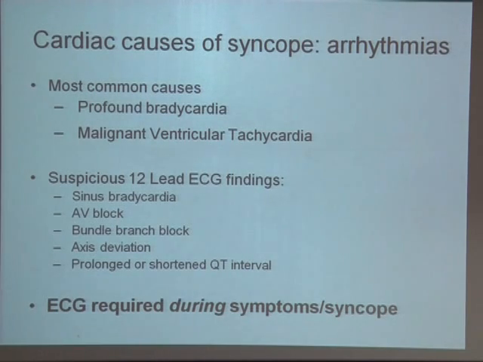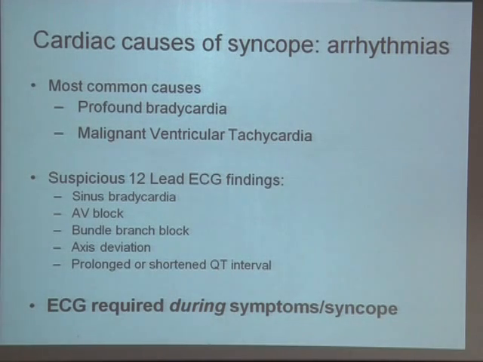Can you see a sinus bradycardia present already? Is there any sign of AV block, either first degree or second degree? Is there any bundle branch block or axis deviation that would put them at risk of complete heart block? And finally, are there abnormalities of the QT interval that would make them more prone to VT?